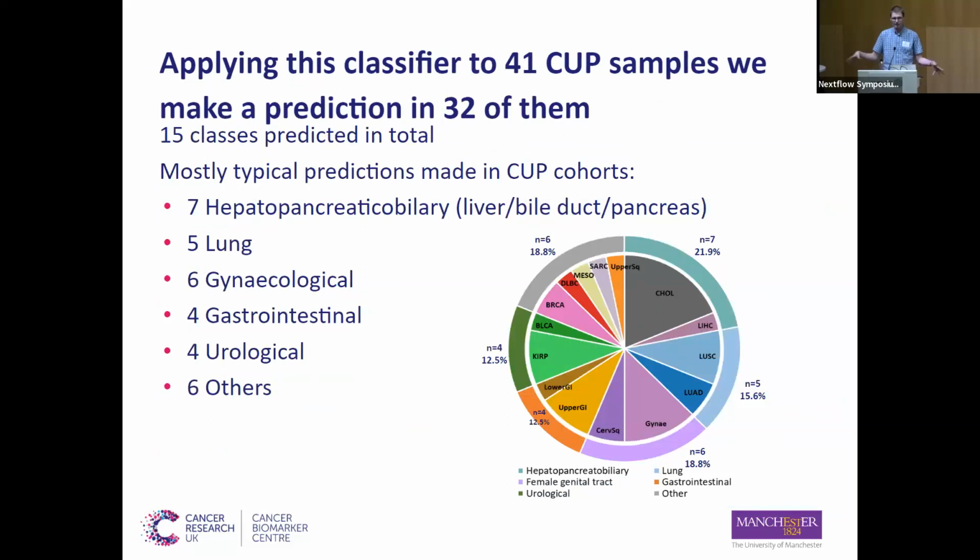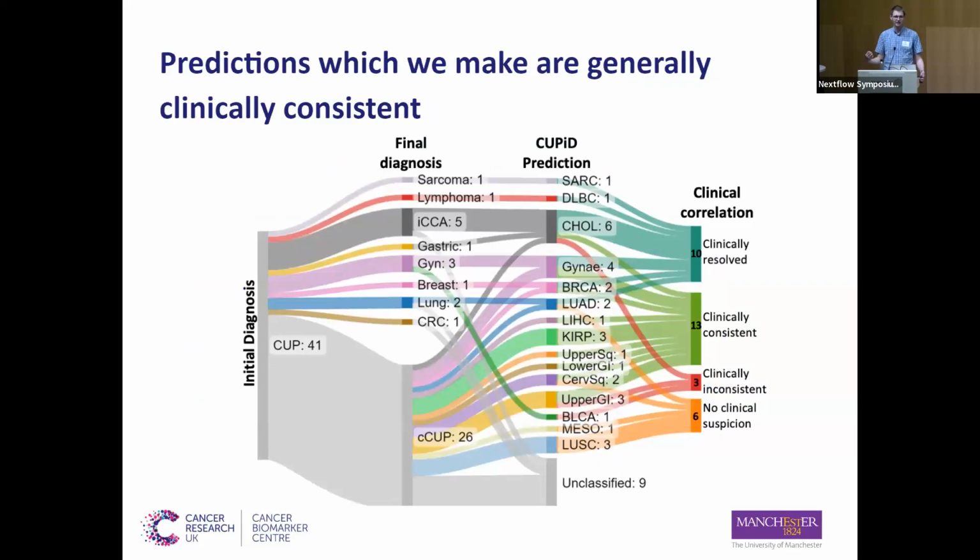Applying it to actual patients with cancer of unknown primary, I make 15 different predictions out of 41 patients. And mostly these are quite typical things you might expect in patients with cancer of unknown primary. And they're clinically consistent. These patients have a lot of diagnostic workup, and they may well get a differential diagnosis. They're suspected to have this or this, like breast cancer or a gynecological cancer, but they're not sure which. And our classifier is generally consistent with these predictions. We will predict one of those 2.